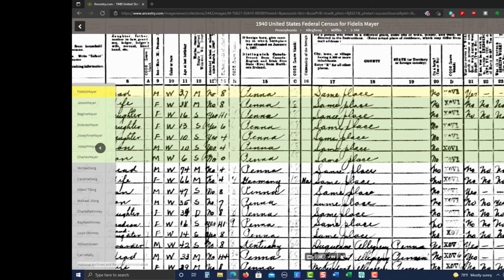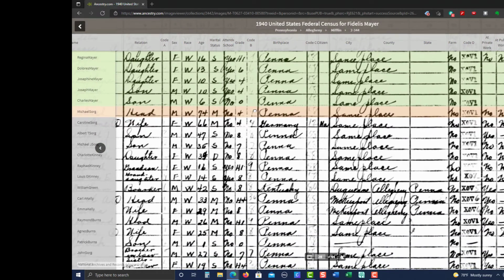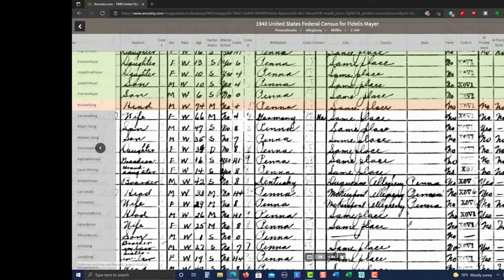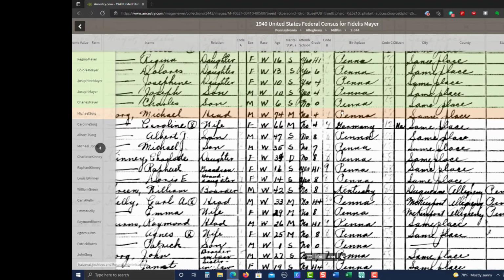Okay, so let's go to column 12. That is the marital status of each person. They can put an S for single, M for married, WD for widowed, or D for divorced. Now, let's scroll down here. Scroll down to this Sorg household, and we'll go back over here.